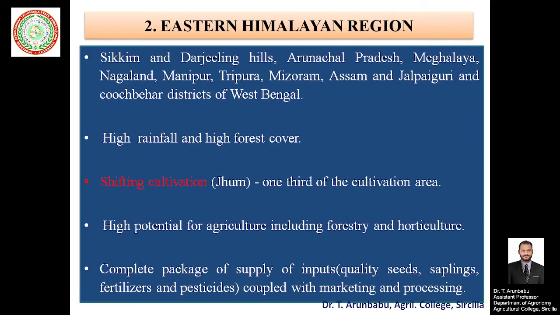So coming to the second region, that is Eastern Himalayan region, it consists of Sikkim, Darjeeling Hills, Arunachal Pradesh, Meghalaya, Nagaland, Manipur, Tripura, Mizoram, Assam, Jalpaiguri, Coach Bihar districts of West Bengal, and in this area high rainfall and high forest cover can be observed. And shifting cultivation is very important in this region. One third of the cultivation area comes under shifting cultivation.